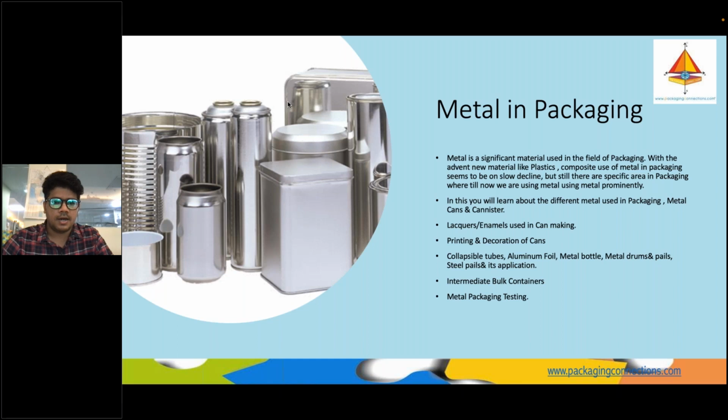So in this chapter, you will learn about the different metals like aluminum and tin-free steel used in packaging, and also the manufacturing detail and information about the manufacturing of metal cans and canisters, two-piece or three-piece, and the lacquers and enamel used in can making, and the printing or decoration of the cans, and the other uses of metal in making other packaging material, like collapsible tubes, aluminum foil, metal bottles, metal drums, and steel pails and their applications. And we will also discuss in detail the intermediate bulk containers, and of course the troubleshooting of defects and the testing methods used in packaging material are discussed thoroughly as well.